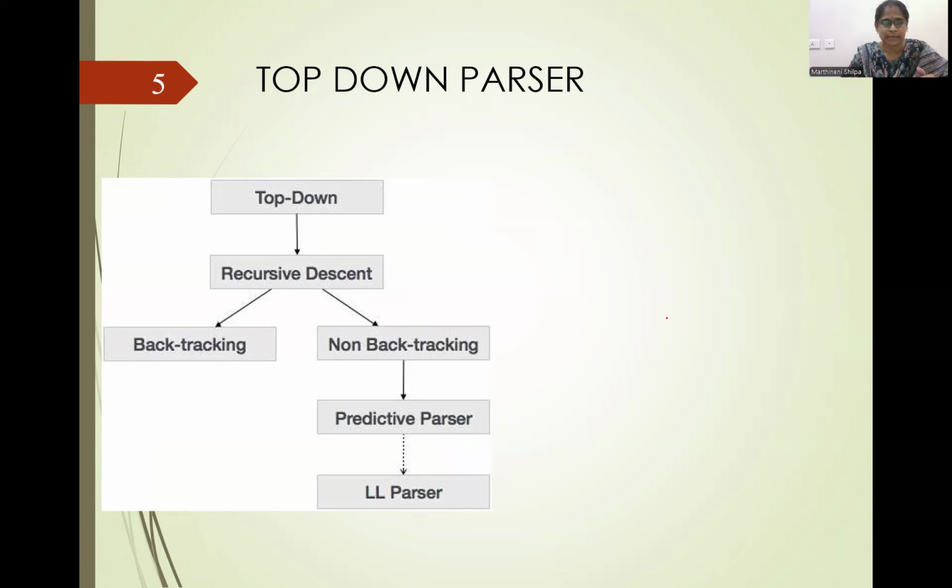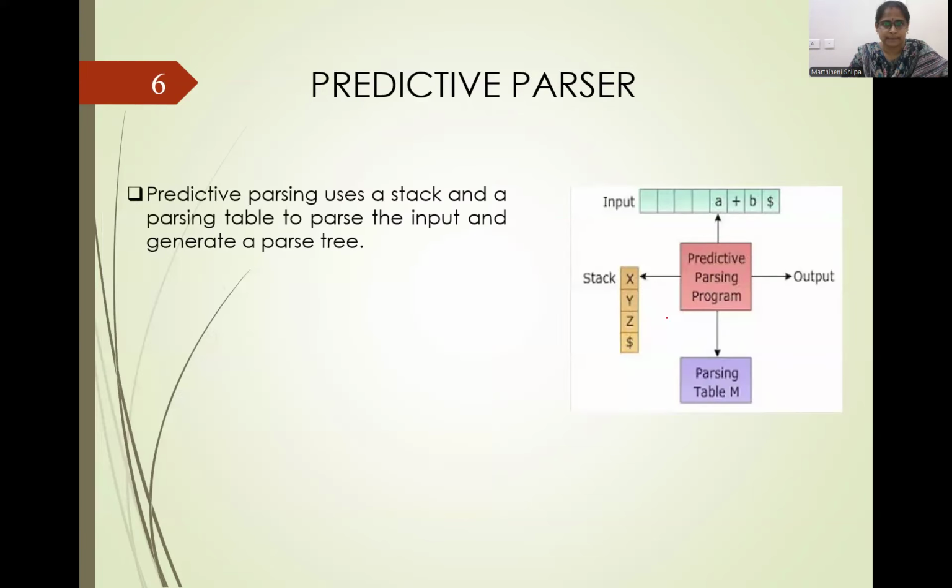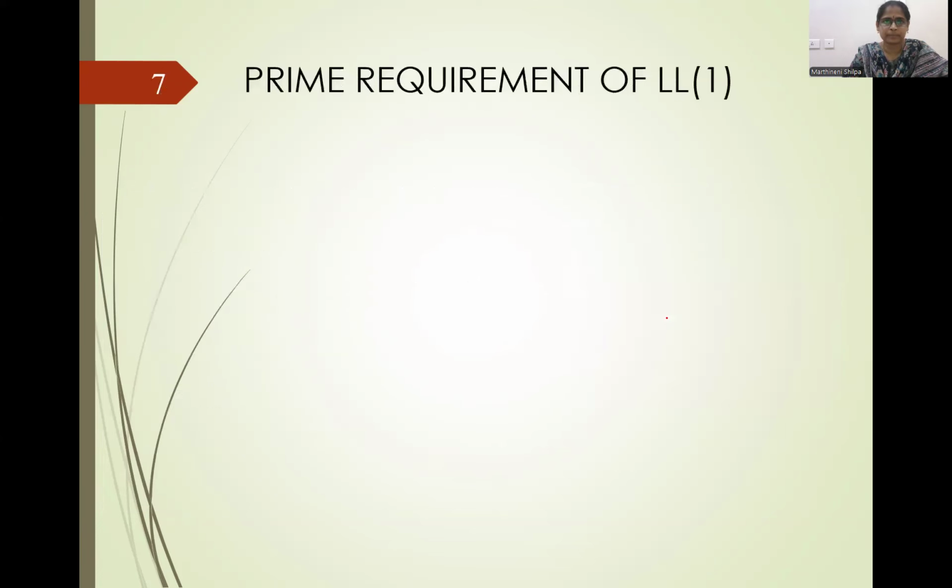That means a grammar should not have left recursion, and a grammar should not have left factoring. Left factoring means a grammar should be deterministic in nature. A grammar should not be non-deterministic. I'll explain that with one example. The prime requirement of LL(1) is that a grammar must have no left factoring and no left recursion.